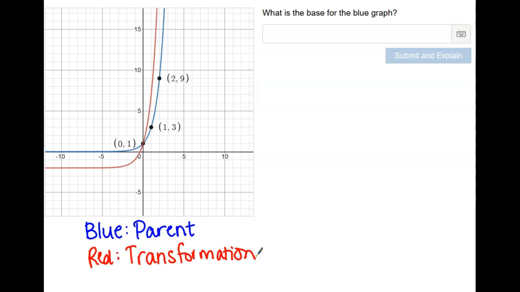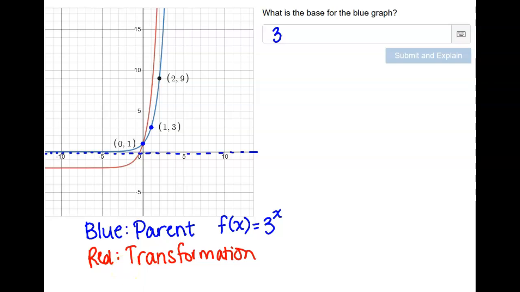Okay, and we can tell this because we know that in the parent graph for any exponential function, this would be our asymptote right here, and it's going to go through the point 0, 1, and 1, base. Okay, so we know that the base for this blue graph is going to be 3, because remember, it's always going to go through 1, base. So the base for the blue graph is 3. So that means that the parent function for this is going to be f of x is equal to 3 to the power of x, right? But what we need to figure out is what is the equation for the transformed graph.